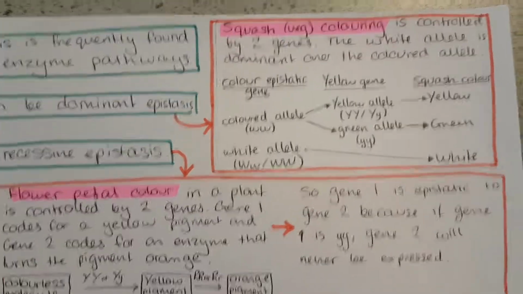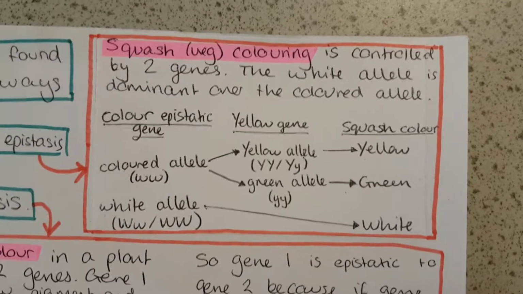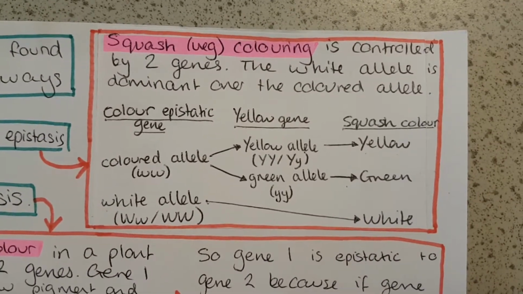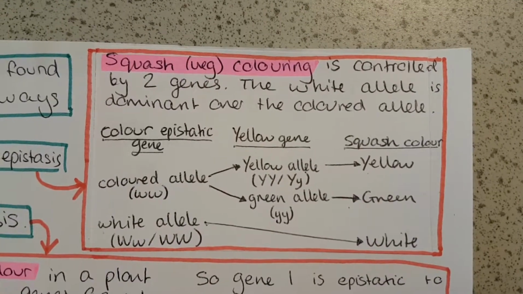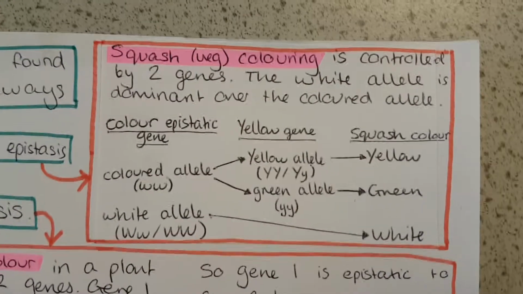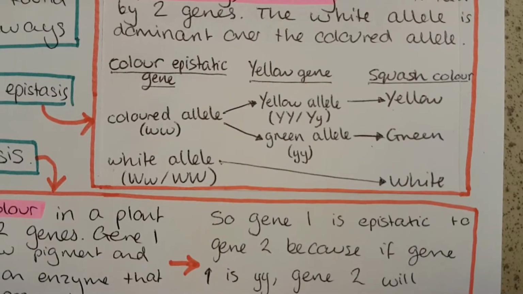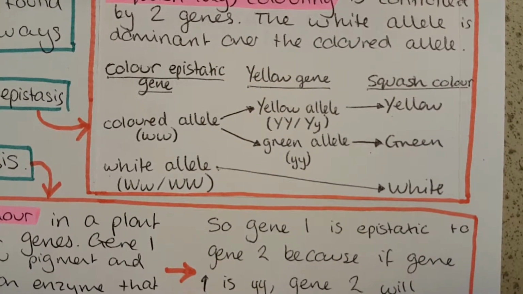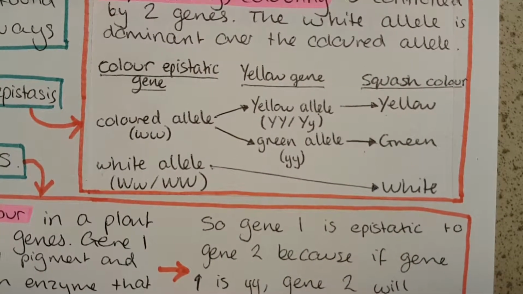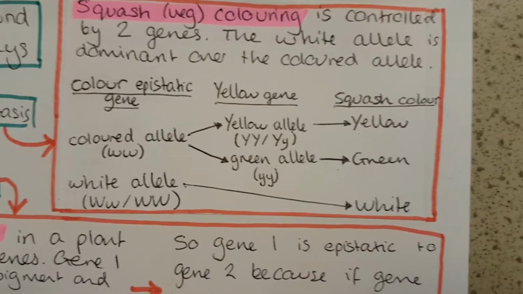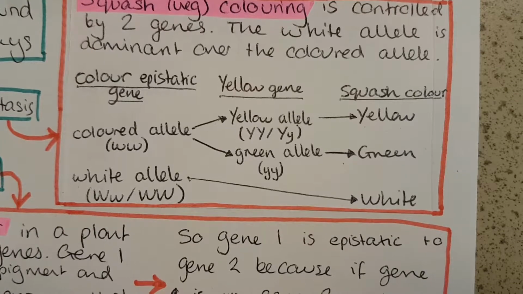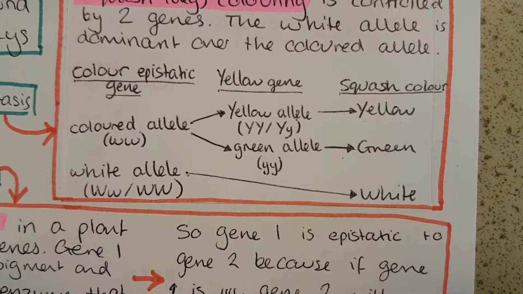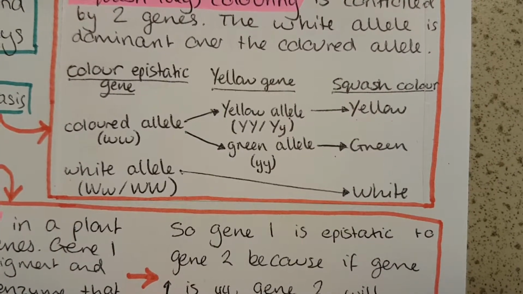Which one should we look at first? Here's dominant epistasis, which is colouring in squash, like, the vegetables. It's controlled by two genes, a white allele and a coloured allele. So first of all, if you inherit the coloured allele, which is little w, you can then go on to inherit this yellow or green allele, which will eventually give you a yellow or a green squash.